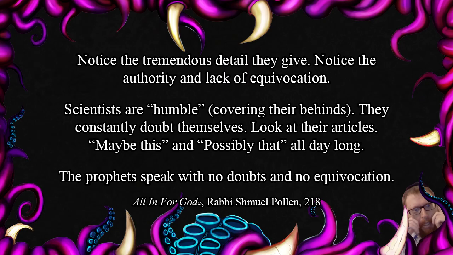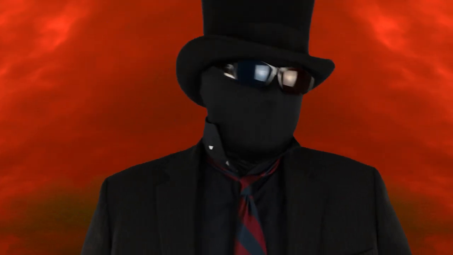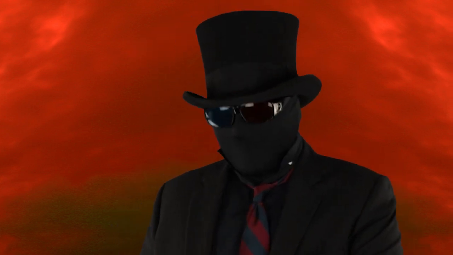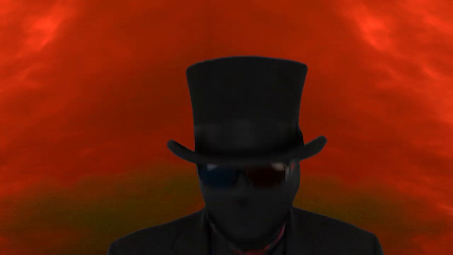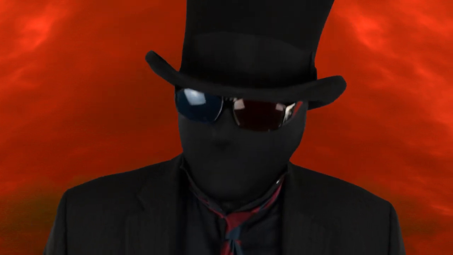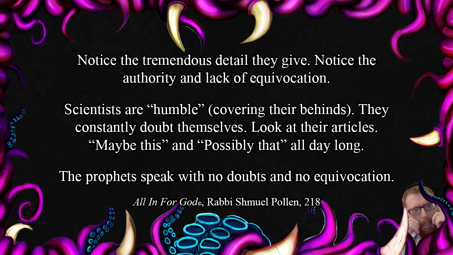Notice the tremendous detail they give. Notice the authority and lack of equivocation. I have never seen a supposedly fulfilled Bible prophecy that met that description, except the ones where the story says it was predicted and then also says it happened at the same time, which isn't exactly impressive as a prophecy. On the other hand, I have seen many, many, many tremendously detailed, unequivocal, and unambiguously fulfilled predictions from science. Strange, isn't it? Scientists are humble, covering their behinds. They constantly doubt themselves. Look at their articles. Maybe this and possibly that all day long. The prophets speak with no doubts and no equivocation. Yeah, what a difference, eh?